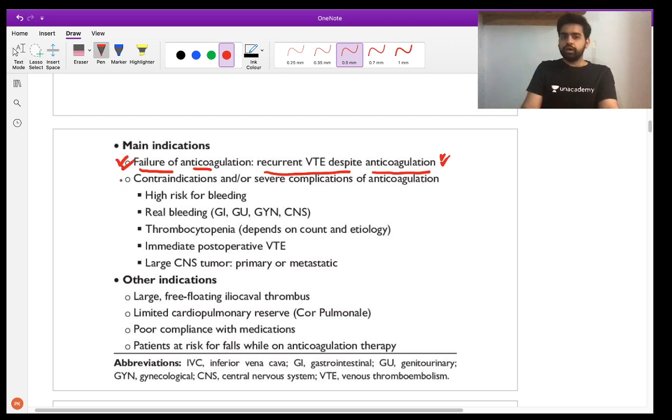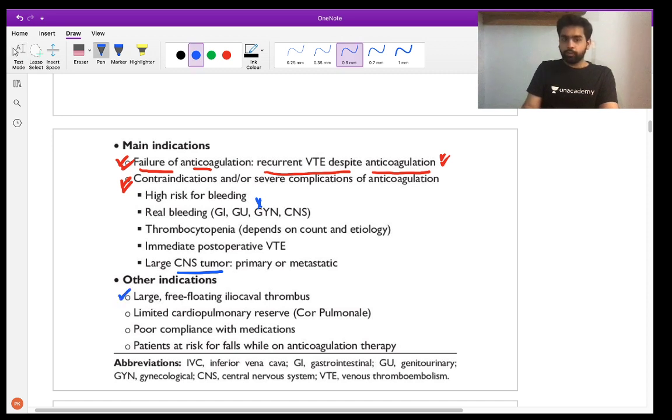Then what else? If there is a contraindication, so that the patient cannot take the anticoagulation. What can be the contraindication? Let's say the patient is at a high risk of bleeding, or there is real bleeding occurring, let's say the patient has thrombocytopenia, or maybe some large CNS tumor. Any contraindication so that we cannot give anticoagulation therapy is again an indication to put up an IVC filter. What else?